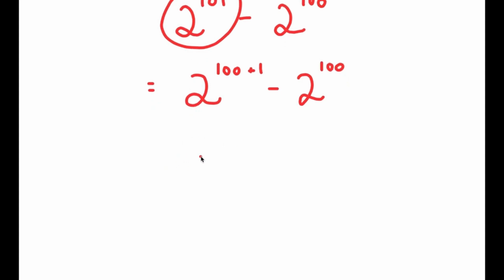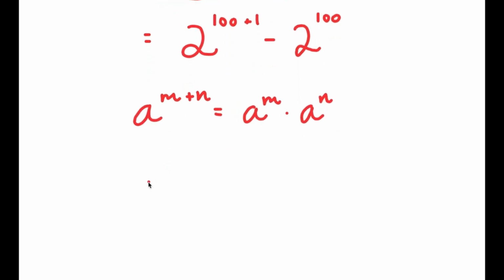Now, the reason I did that is because now I can use this property that states that if I have something in the form a to the power of m plus n, this is equal to a to the power of m times a to the power of n. So 2 to the power of 100 plus 1 is going to equal 2 to the power of 100 times 2 to the power of 1. And now I have this minus 2 to the power of 100.